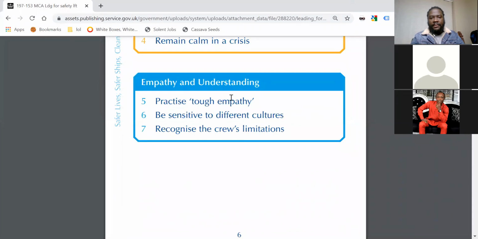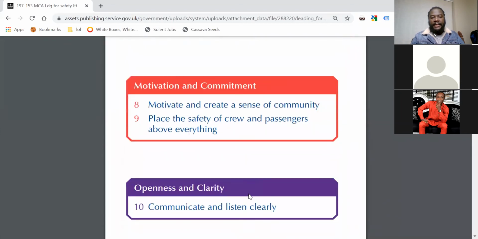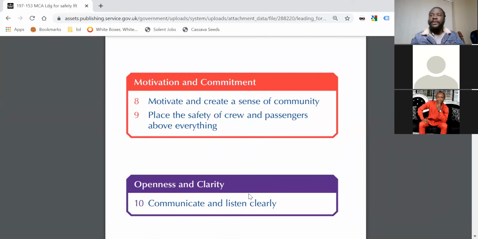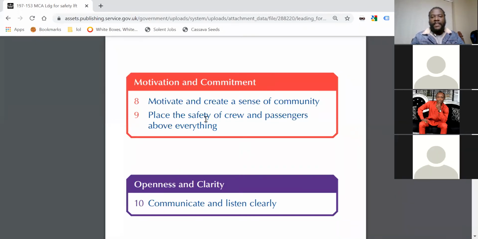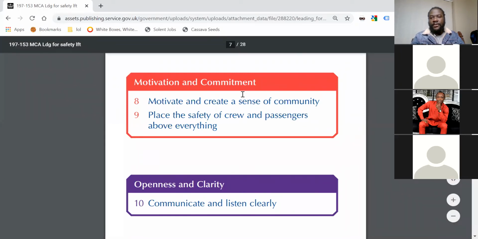Number 5, 6, 7, practice tough empathy. Number 6, be sensitive to different cultures. Number 7, recognize the crew limitation. Number 8, motivate and create a sense of community. So do we get community on board? How do we create that sense of community on board? Is it only about barbecue or not? Place the safety of crew and passenger above everything. What does this mean to a lot of us? Then the last part is communicate and listen clearly.